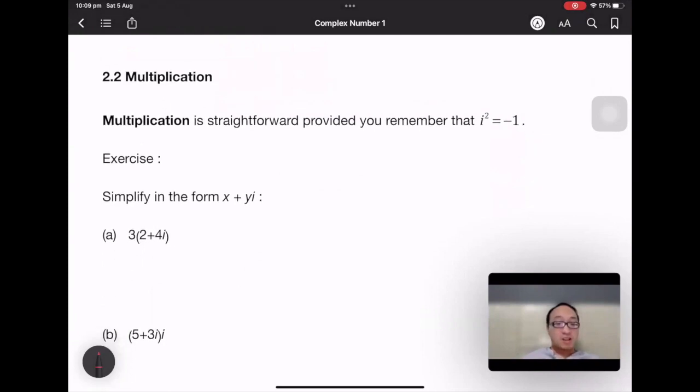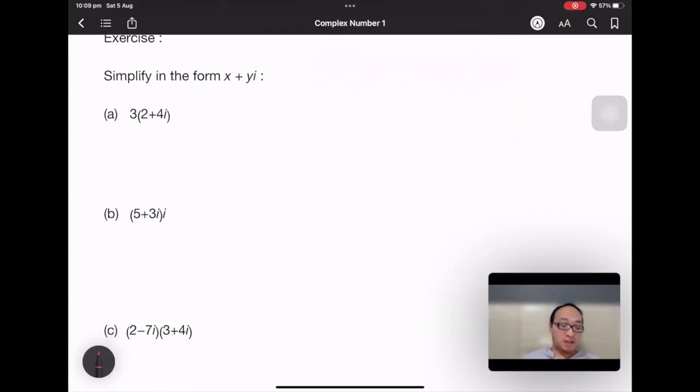The next calculation is multiplication. We have to remember that i is the square root of negative 1. So i squared equals negative 1. So let's see example number 8. We can just do the algebra multiplication as usual. So this is 6 plus 12i.